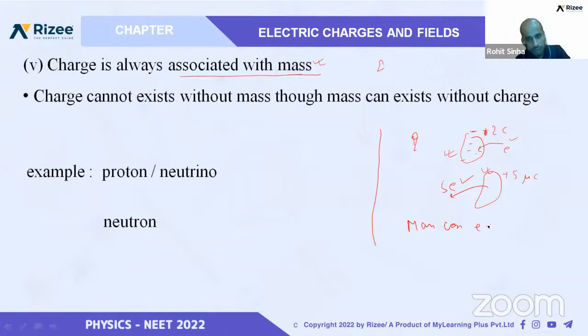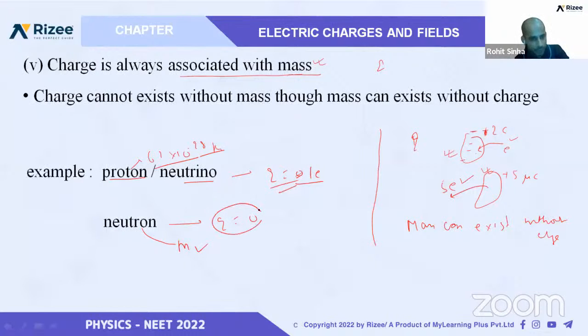Mass can exist without charge, no problem. We can see here a proton and a neutron. Proton has a mass of about 1.67 times 10 to the power minus 27 kg. It has mass, and charge is also present, equal to one electron charge. Neutron has mass, but its charge is 0. Charge is absent and mass is present. So we can say that charge cannot exist without mass, but mass can exist without charge.